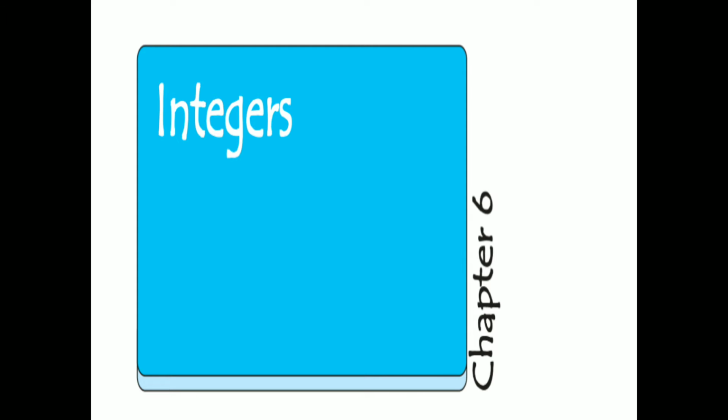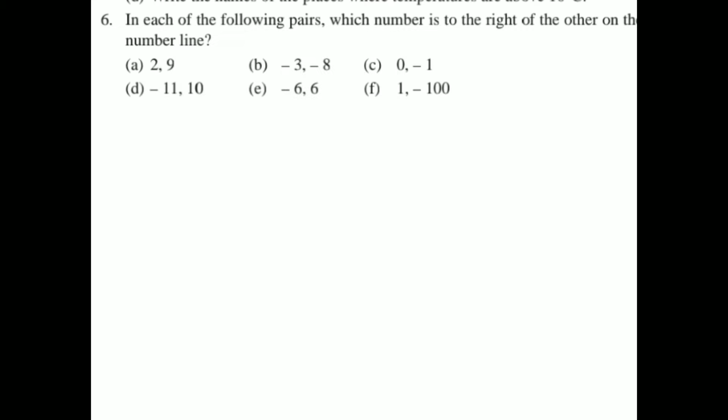It can be positive numbers. Positive numbers in integers we call positive integers, and integers also have negative numbers. So negative numbers we call negative integers, and in between those, 0 will come. Clear? So all these numbers are called integers. On the basis of that, we will do question number 6 now.